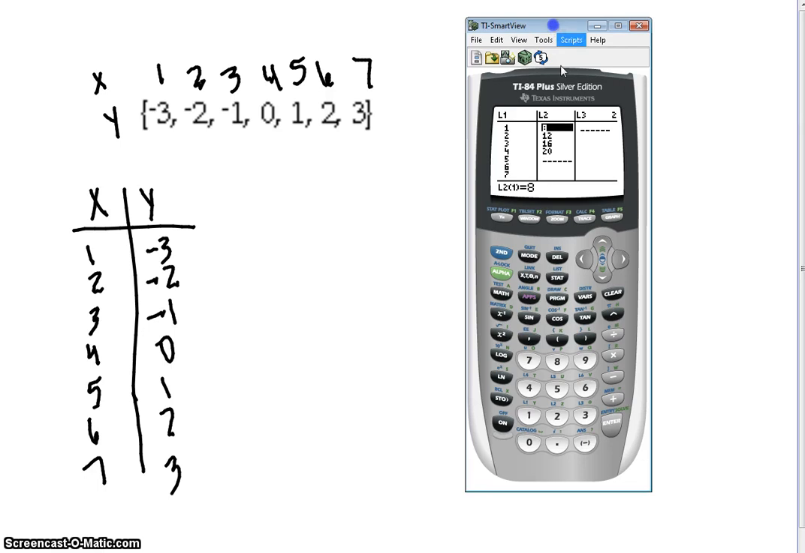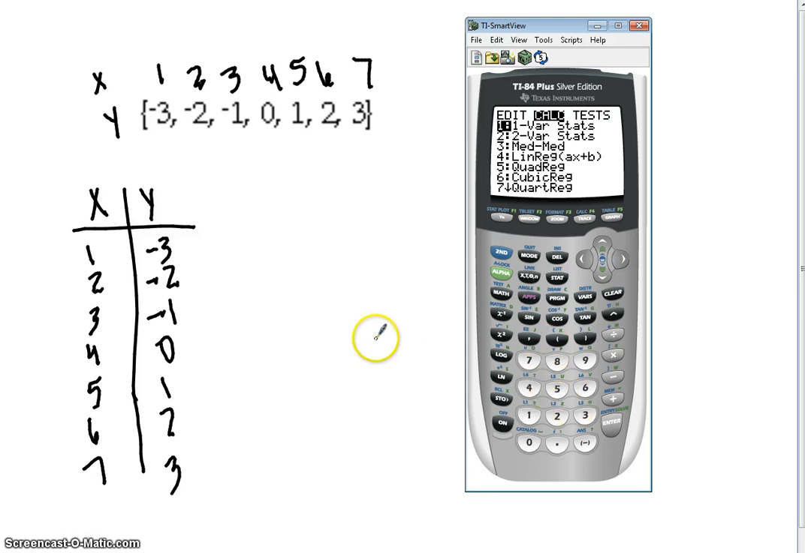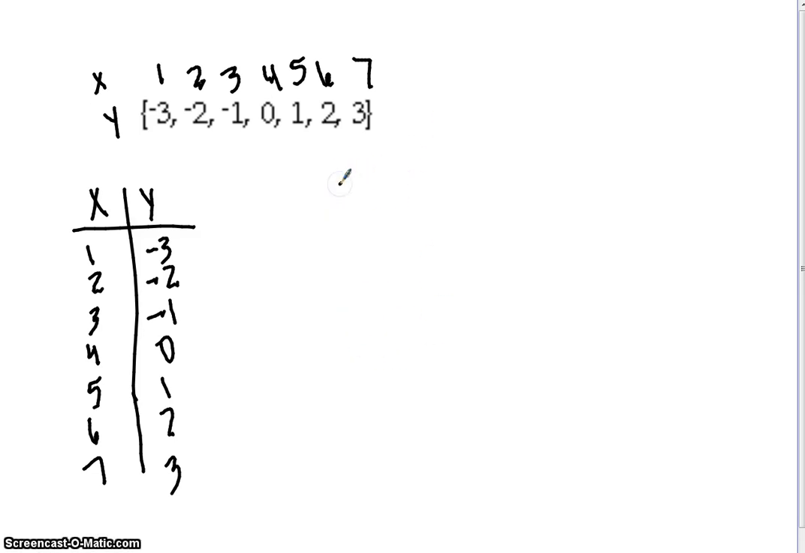And my numbers are going to be -3, -2, -1, 0, 1, 2, and 3. And then I'm going to go back to stat, calc. I'm going to do 5 because I'm really, well, I probably should plot these points, shouldn't I? Let's come over here and plot our points.